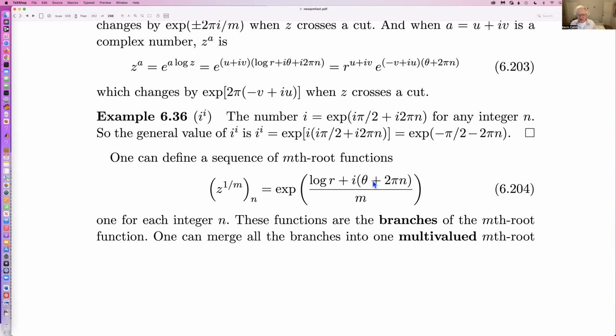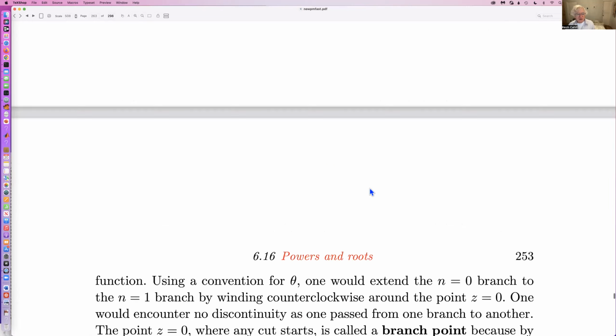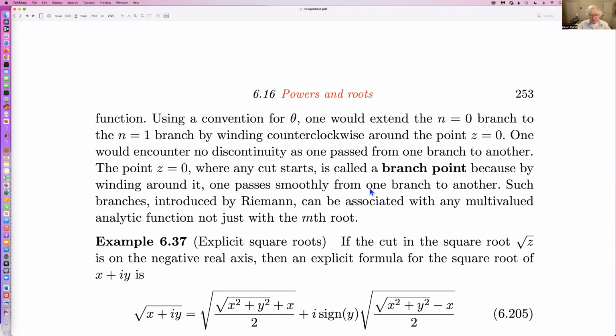We call these different functions, each labeled by an integer n, different branches of the mth root function. And we can merge all the branches into one multi-valued mth root by using a convention in which, as you wind counterclockwise around the origin, you go from one branch to another smoothly. And so the idea is a sort of cylindrical staircase. And this was Riemann's picture.